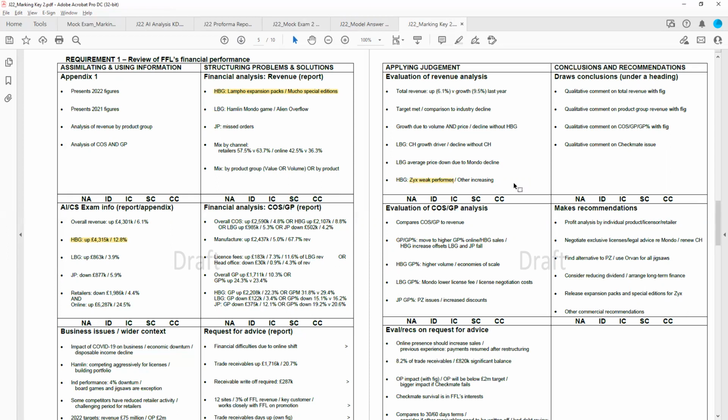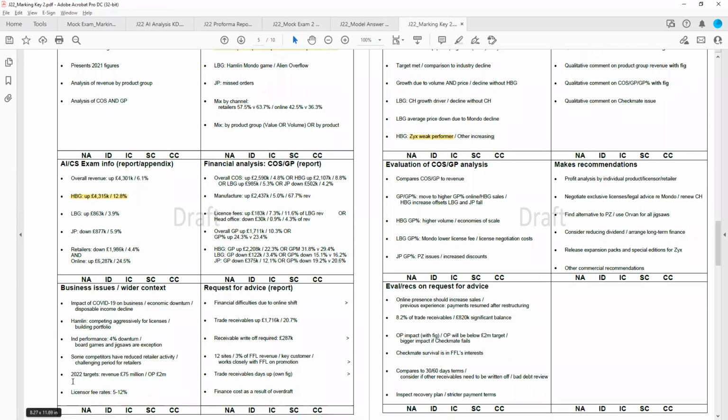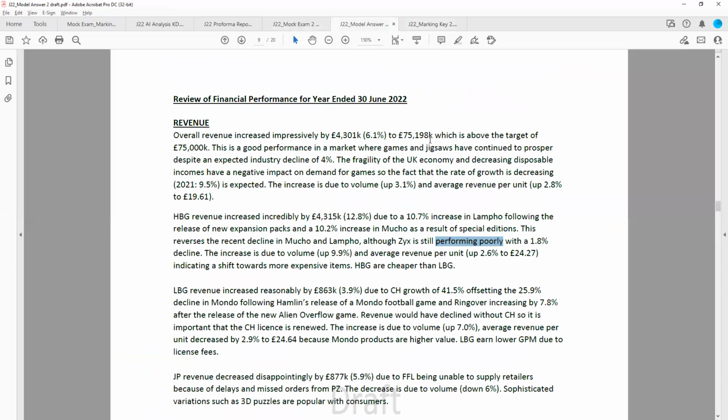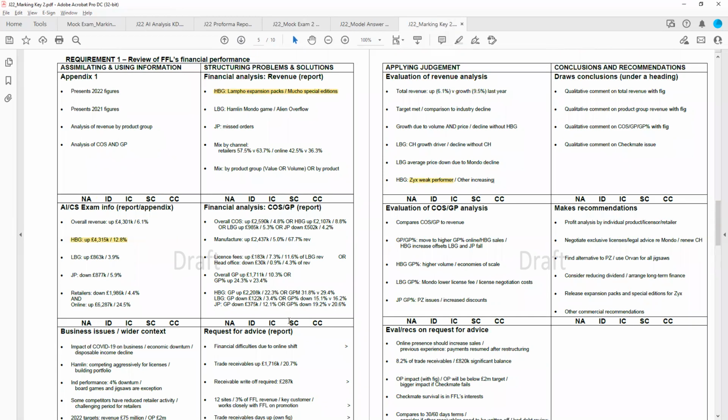Like I said, if there was more time, it would have been nice to comment on other things, but that didn't matter. We could have mentioned that there. And then a context point as well. I think we did more of that with the overall revenue. We did mention a point here for HBG, but it doesn't look as though it was mentioned that HBG, heritage board games, are cheaper than LBG. It might be mentioned perhaps in the growth profit section.